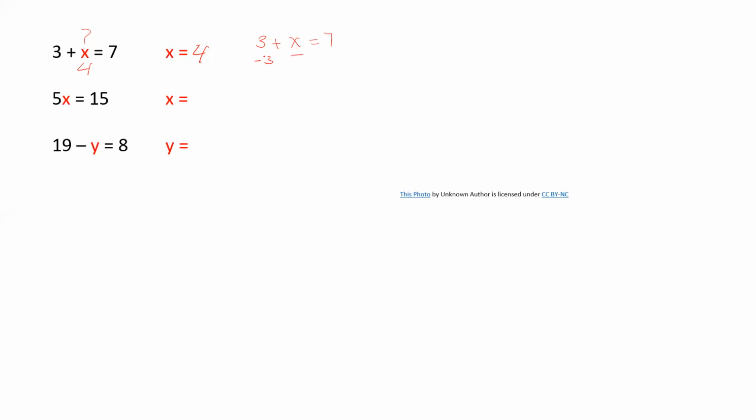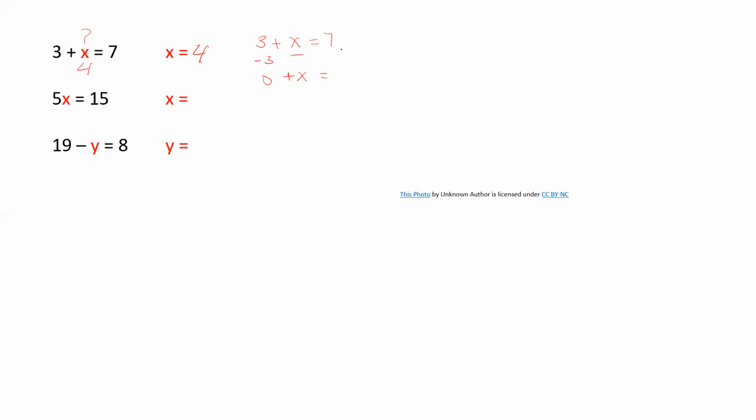Okay, so on this side of the equal sign, on the left side of the equal sign, I can subtract 3. And that basically leaves us with 0 plus x, right? 3 minus 3 equals 0 plus x. So on the left side, you just basically have x.